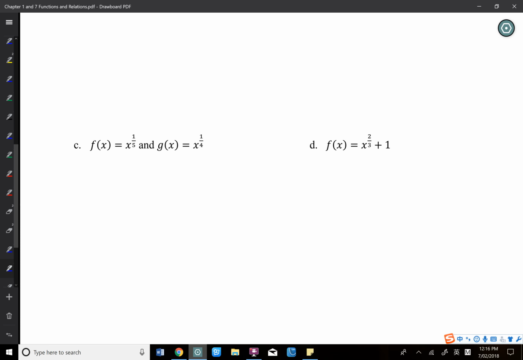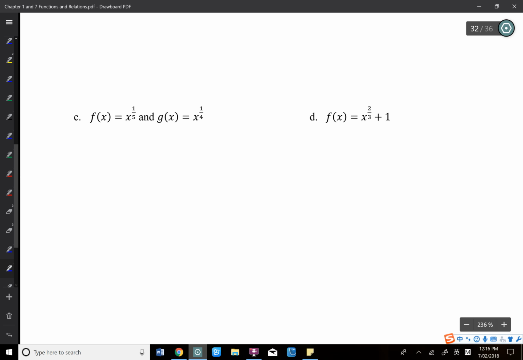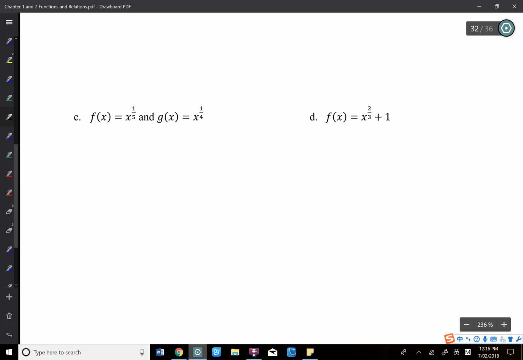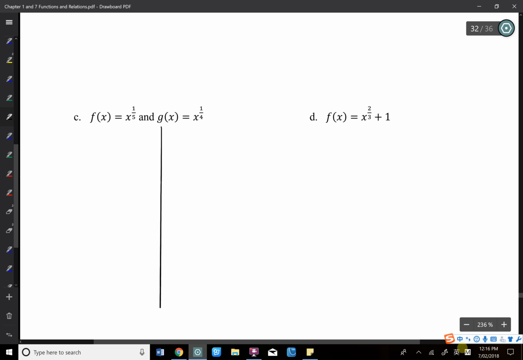I want to sketch x to the power of 1 over 5 and 1 over 4. Can you tell me which quadrant x to the power of 1 over 5 can exist? First and third. And is that a flatter graph or a steeper graph? Flat, because the power is less than 1.